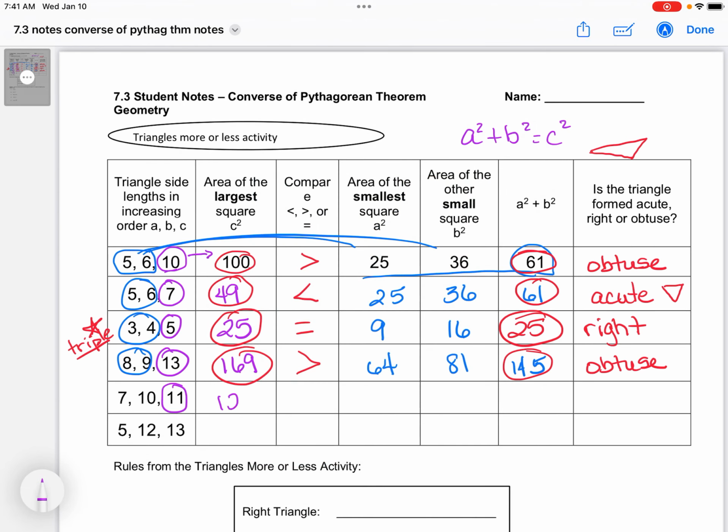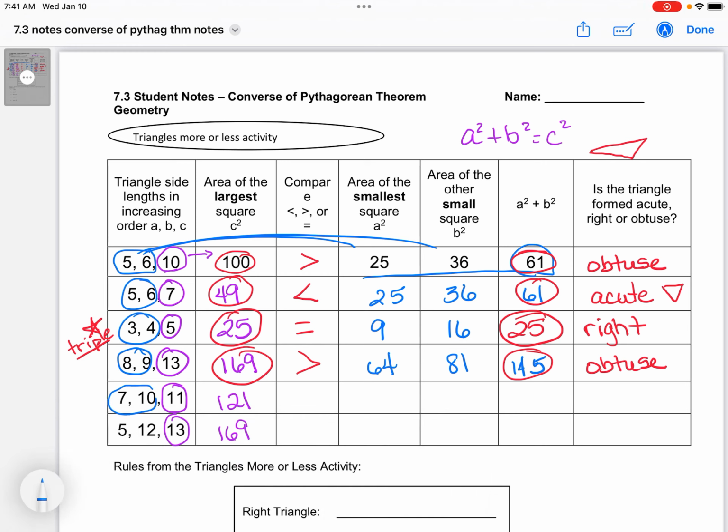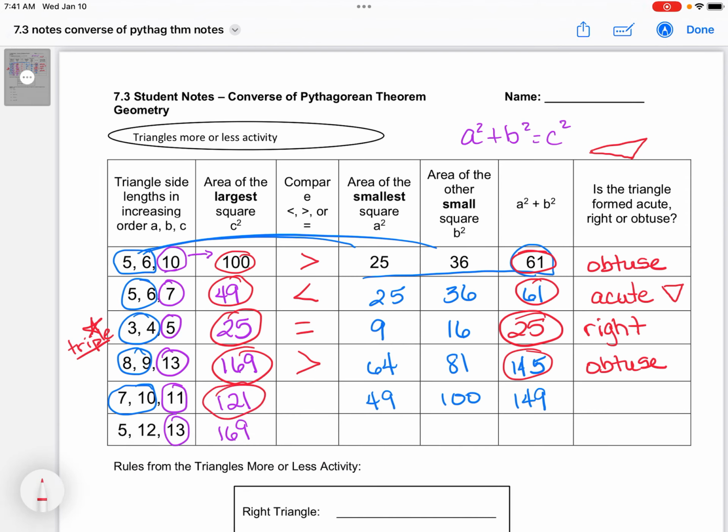The 11 squared. I'm going to go ahead and write 13 squared, so I cannot keep changing colors on that one. Okay. 7 squared is 49. 10 squared is 100. So that's 149. 121 and 149, 121 is less. So it's an acute triangle.